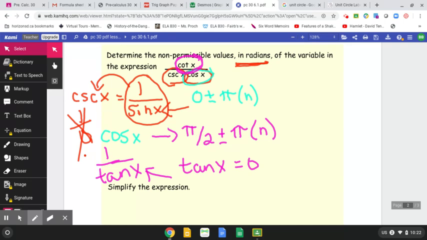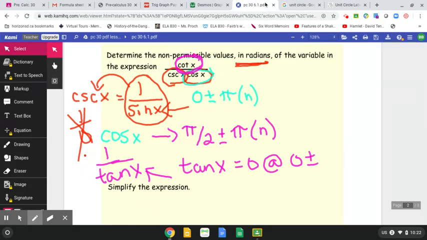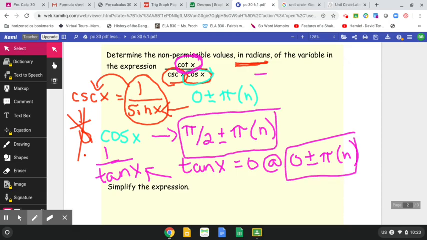So tan x equals 0 at 0 plus or minus pi n. So those three things are your answers. And again, the one does repeat, but you would have never known that without doing it all. All right, so that is non-permissible values.